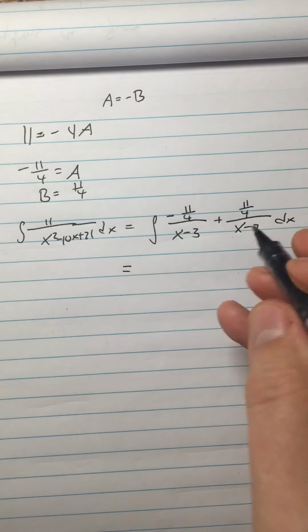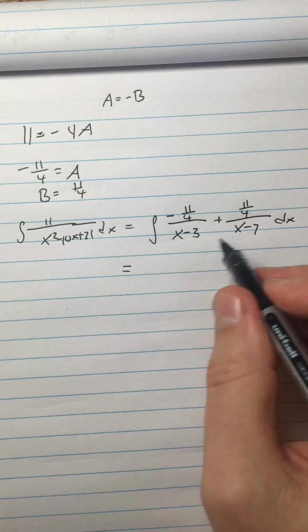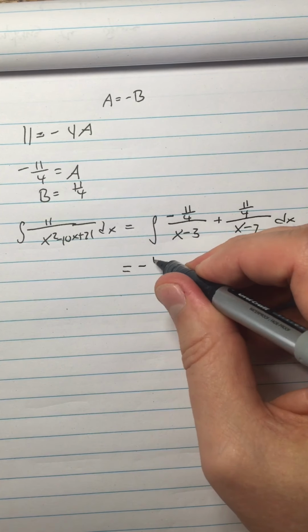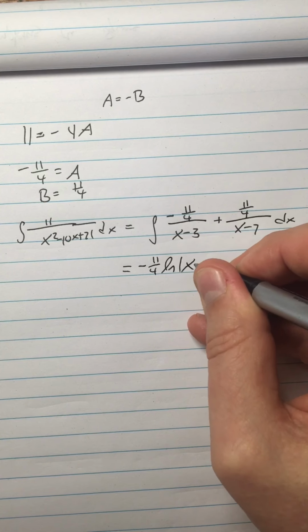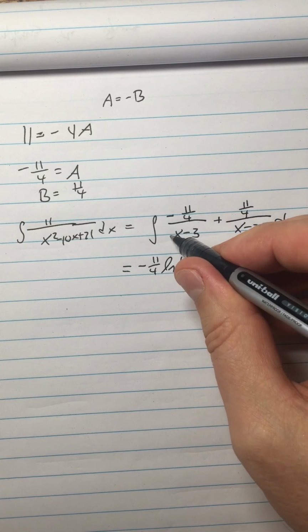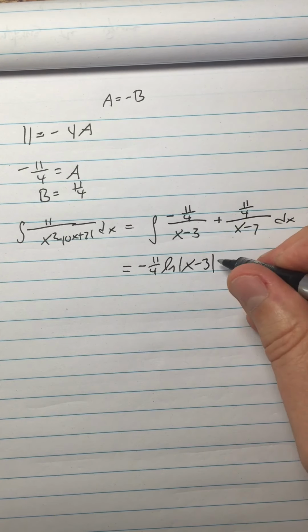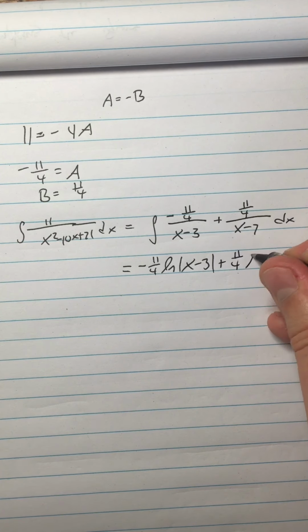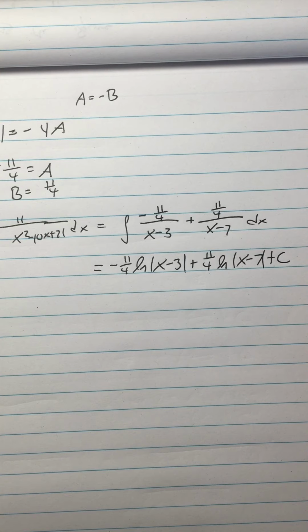So then, very easily, what you want to be able to do now is look at this and go, oh, I know that is negative 11/4 ln absolute value x minus 3, because the coefficient is 1, so I don't have to do 1 over anything, and then plus 11/4 ln absolute value x minus 7 plus C, and that's how you do that one.